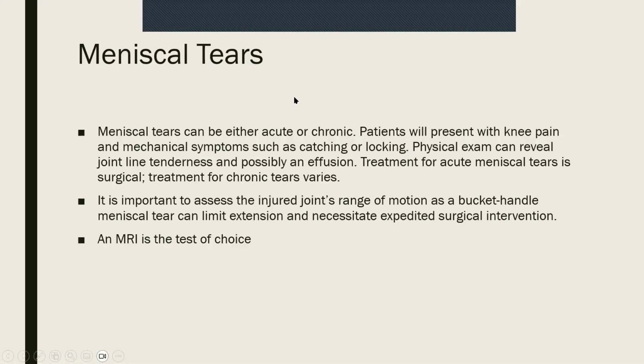So meniscal tears. There are two types. You get acute tears and chronic tears. All right. The most common thing is knee pain and catching or locking of the knee. So as the patient is either flexing or extending the knee, it will catch or it will lock. And you may get joint line tenderness, possibly an effusion, and you normally treat acute meniscal tears with surgery, and chronic tears are normally treated via arthroscopy and things like that, but it just depends on the type of tear, where it is.